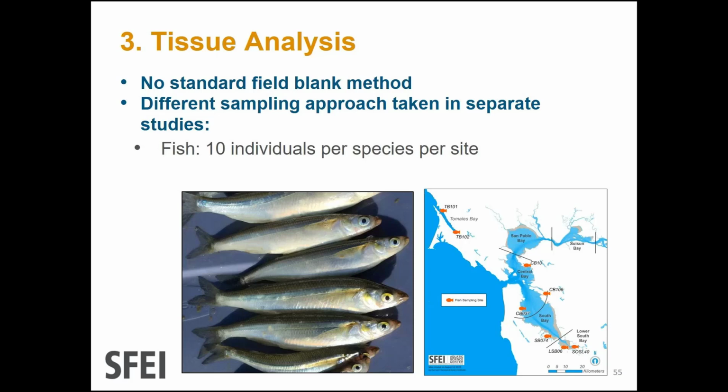For the fish samples, for each of our sampling locations, which you can see a map figure of on the slide, we took 10 individuals per species per site. And for the bivalve study, we took a different approach and composited bivalves for samples, taking 3 composites per site. Depending on your sampling budget and the goal of your study, you might take different approaches to how you sample.